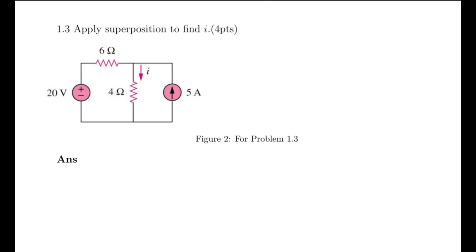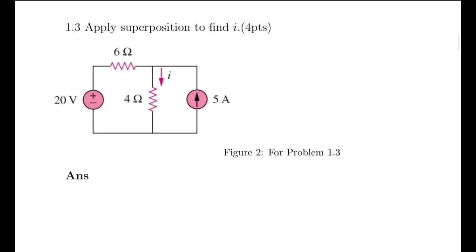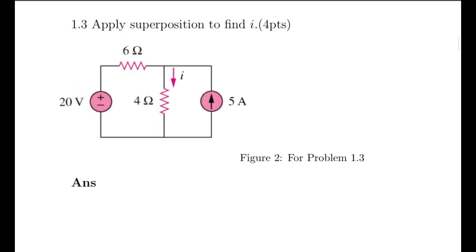1.3. Apply superposition to find the current I. Superposition is a technique to find the current or voltage at any point in a given linear circuit, by considering the individual current or voltage contribution from each source in the circuit, then summing them together. In this case, we have two sources, a 20-volt voltage source and a 5 amps current source. Let us denote the current from the 20-volt voltage source as I1, and the current from the 5 amps current source as I2.